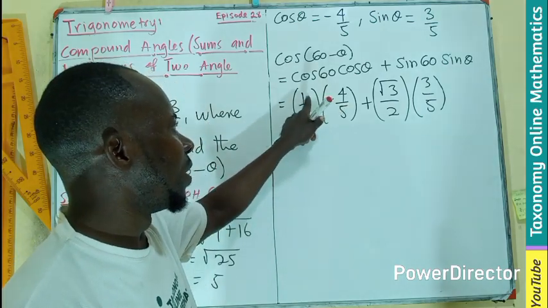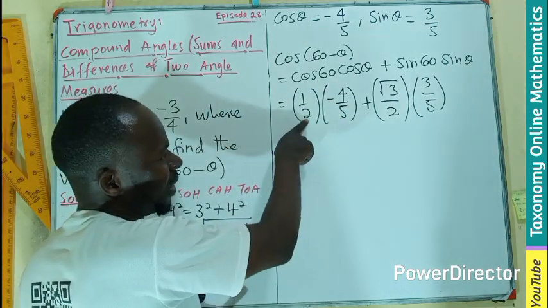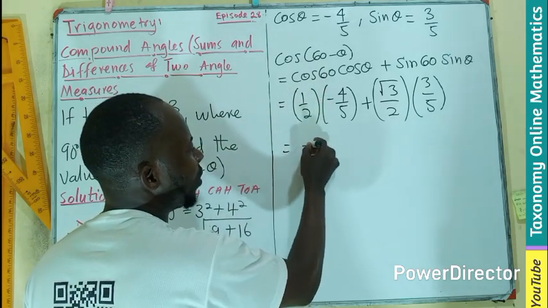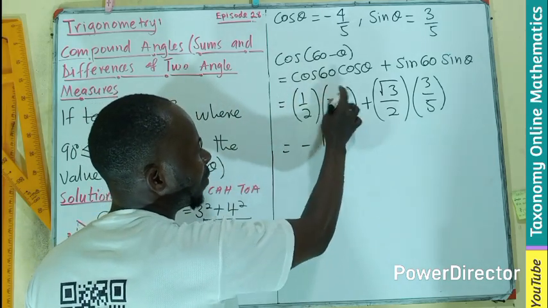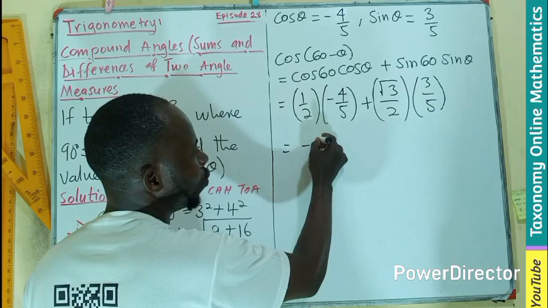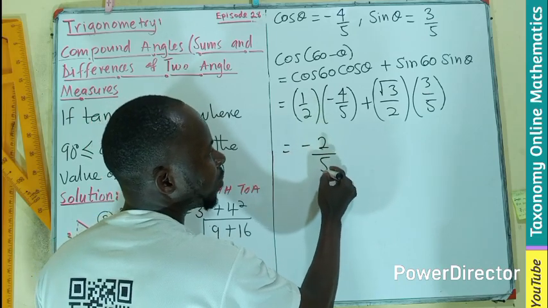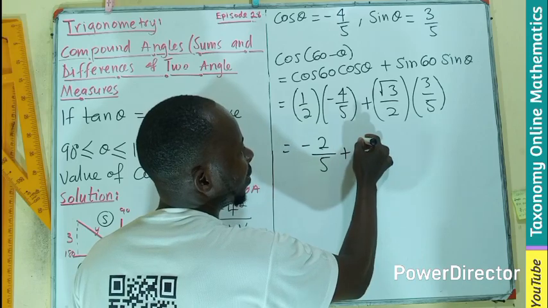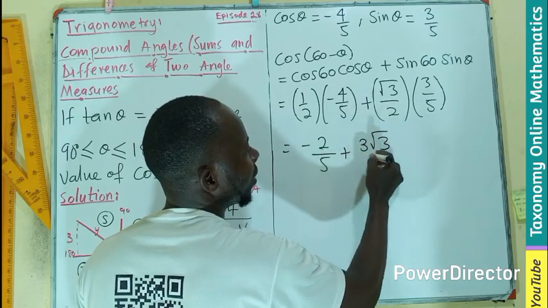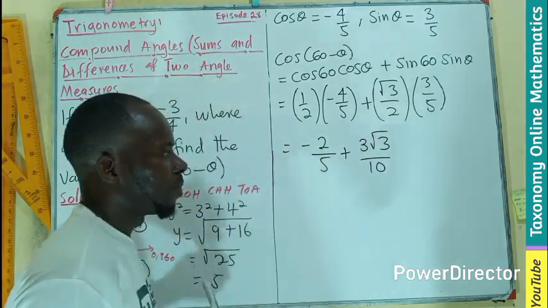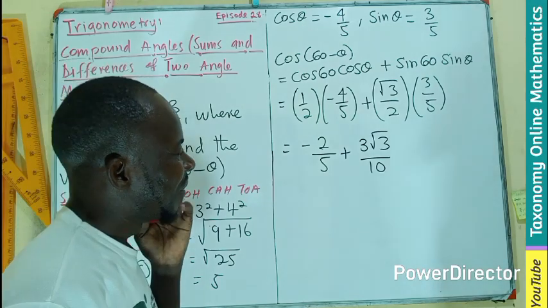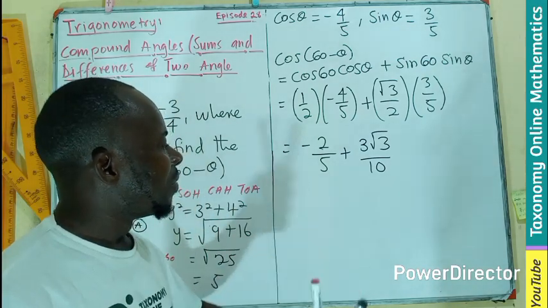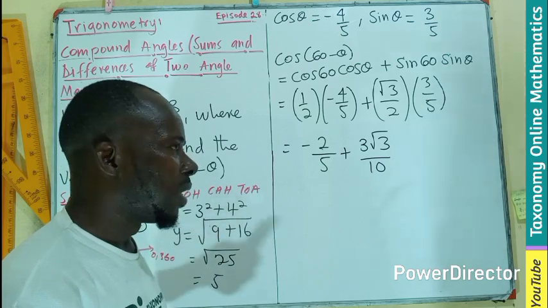So this negative will multiply, but I can see these 2 can cancel. So I'll be left with 2 times 1, so negative 2 divided by 5. Then this is going to be plus 3 root 3 divided by 10. We can leave the answer this way, or we can still combine it by finding the LCM.